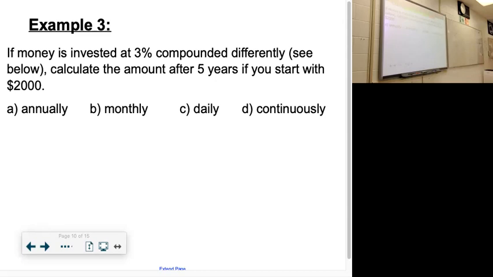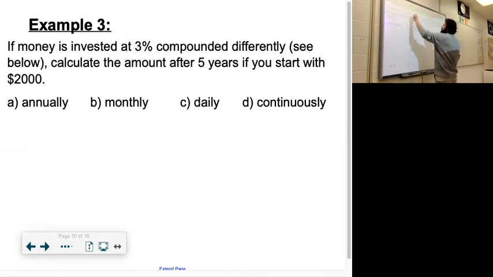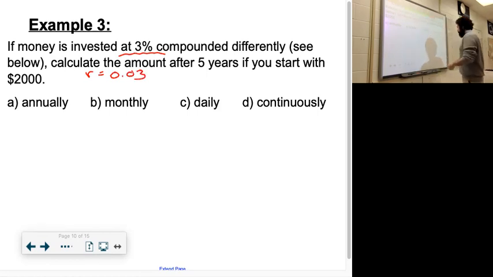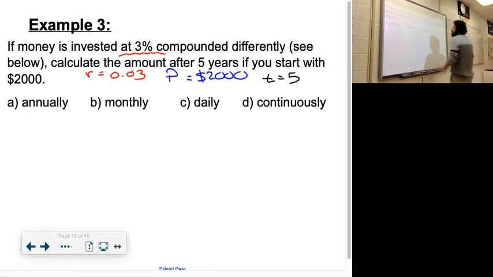So your R value in every situation here is going to be R equals 0.03. Your principal is $2,000. And your time is, what's the time here? 5 years, right? So we're basically going to use these values.